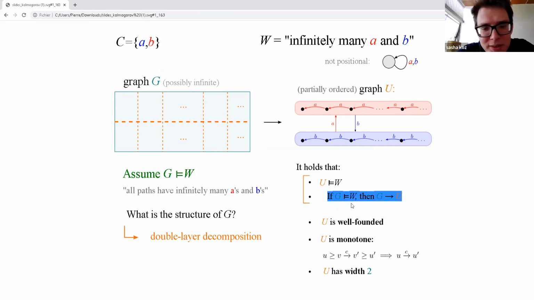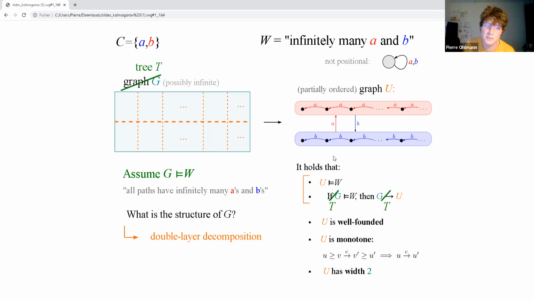So I lied, but it's going to be fine in the end. This is not true, as Sasha already pointed out: the graph that I drew is not universal. It's not universal, but almost. It's universal in the sense that it embeds all the trees, and this is the notion of universal.